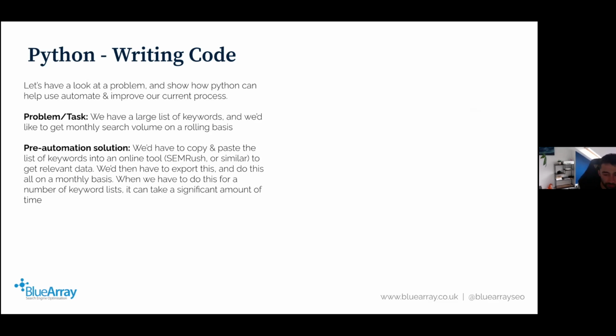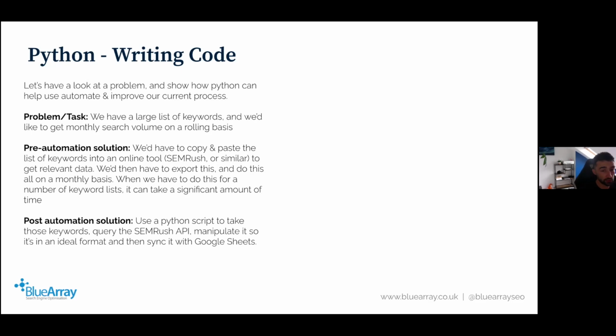Doing it manually for 100 keywords might take 10, 20 minutes. But then when you get to lists of thousands of keywords and you've got to do it for 10 clients, it gets repetitive, it gets boring, and it's not enjoyable. And the whole point of automation is to automate the boring stuff.